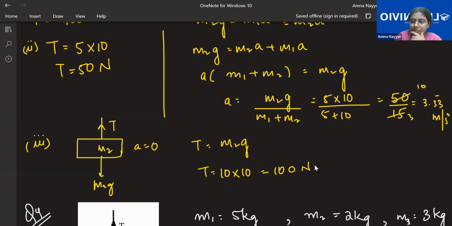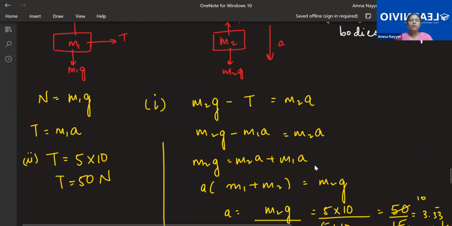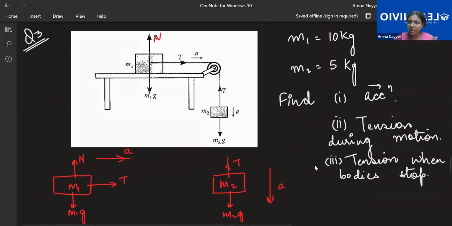Fine. Yes, ma'am. Okay, write it. One last question we'll discuss and then we'll move on to the last topic, friction. I think I've told you about circular motion. We'll be doing the entire circular motion of class 11th together. Please write it, class.